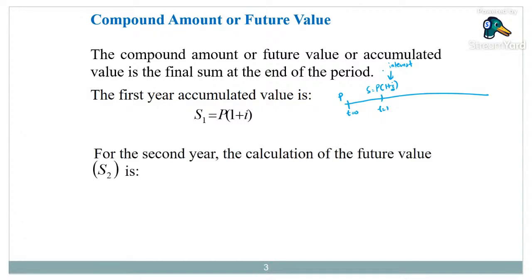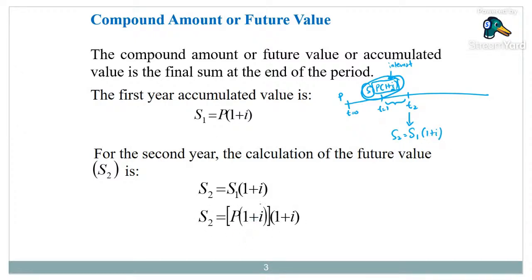Tapi selepas tahun yang kedua pula, duit yang kita simpan, kita dapat kumpul sekali dengan interest tu akan menjadi principal. Kita gunakan S1 ni sebagai principal untuk tahun yang kedua. Okay, so untuk tahun kedua, dia adalah S1 sebagai principal dia darab dengan 1 tambah I. So untuk tahun kedua ni, S2 kita ni, kita menggunakan nilai yang terkumpul pada tahun pertama ni, which is S1 darab dengan 1 tambah I lah. Tapi kita tahu S1 kita adalah P multiplied by 1 plus I. Betul tak? Kita dapat kat atas ni guna formula.